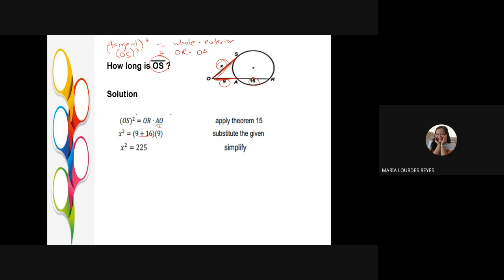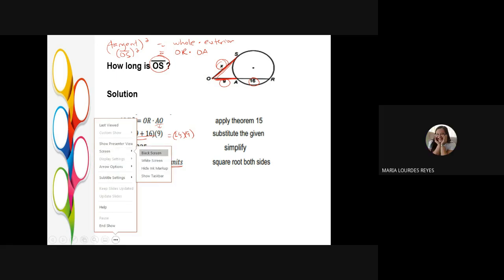Solve natin. Paano po naging 225? So, ginawa natin yung 9 plus 16, inadd muna natin. 9 plus 16, that would be 25. Multiply natin sa 9. Okay? Multiply natin sa 9, the answer is 225. Now, to get x, kasi OS is x, not x squared, get the square root of both. So, the answer, okay, x is equal to 15. And since x is 15, we can now say that OS is also 15. And don't forget the word units. Okay? Clear ba? Do you have some questions, ma'am?